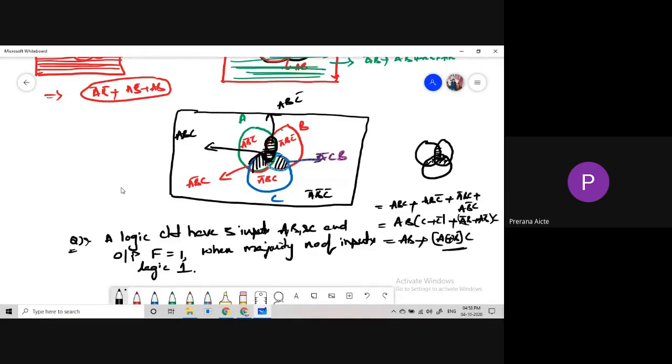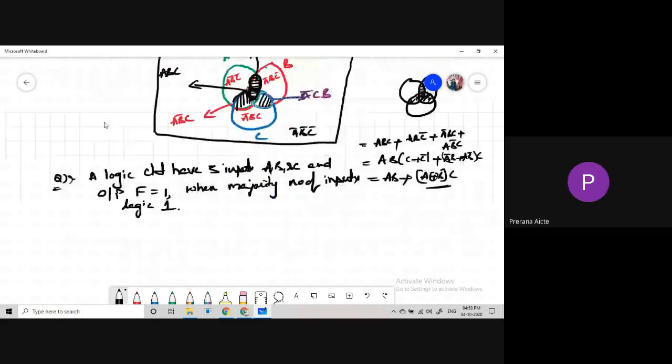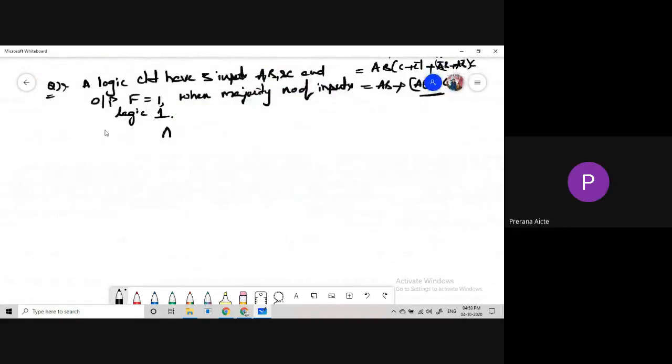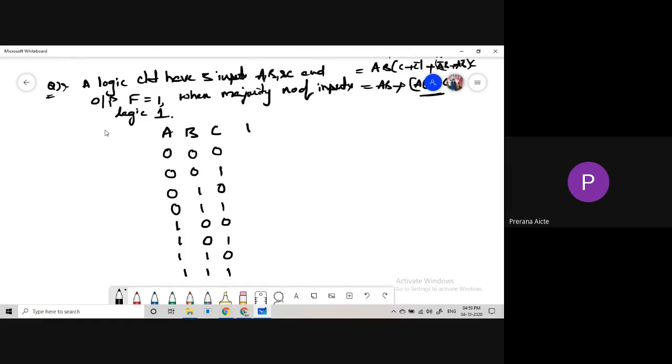For this question, how many inputs are there? Three inputs, A, B, C. If you are using three variables, how many possibilities are there? Eight. So the eight combinations are 000, 001, 010, 011, 100, 101, 110, 111. Then it consists of only one output, F, right? Yes, sir. So here one condition is there.